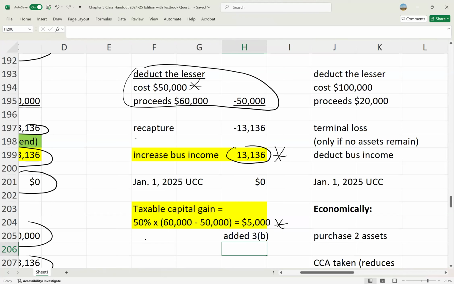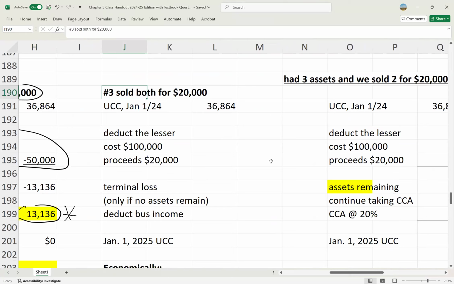So now we know what recapture is. What about the term terminal loss? Let's go to the third scenario here. In this third scenario, now we are going to sell both assets, so both of them, for 20,000. So this is sort of more realistic because usually assets will go down in value quite drastically, especially if we use them for a number of years.